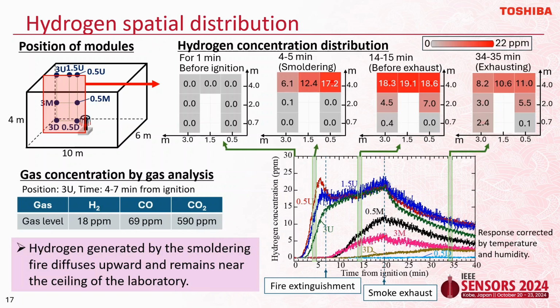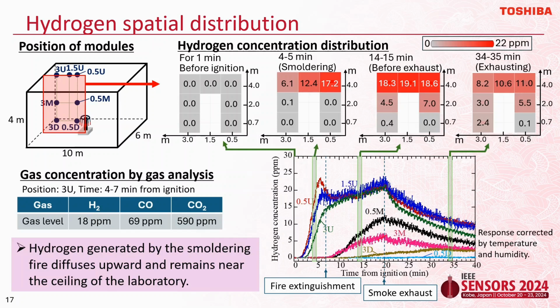These images show the hydrogen concentration distribution at each time. The response of the sensors on the ceiling did not decrease until exhaust, indicating the hydrogen remained on the ceiling. On the other hand, the sensor in the middle row began to respond after the fire was extinguished. And the sensor in the lower row barely responded. These results indicate that the hydrogen generated by a smoldering fire remained near the ceiling.